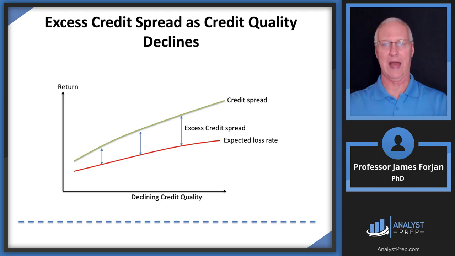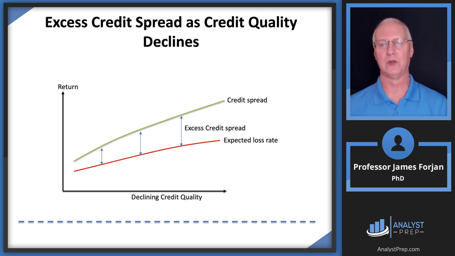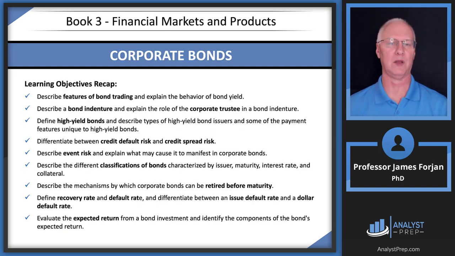So there's what happens when we have this credit spread, and that's in the green. There's that upward slope. Now, this is just a little bit of a different curve than what we had before. Here, as we move along the horizontal axis, we're looking at declining credit quality, going from AAA all the way down to D. And so, of course, that credit spread should be upward sloping. And then that excess credit spread is also going to be upward sloping, but it's going to be higher as we move into the red bonds, the high yield bonds.